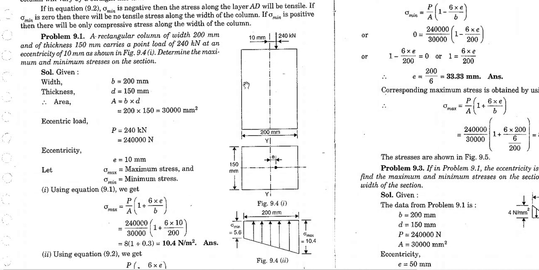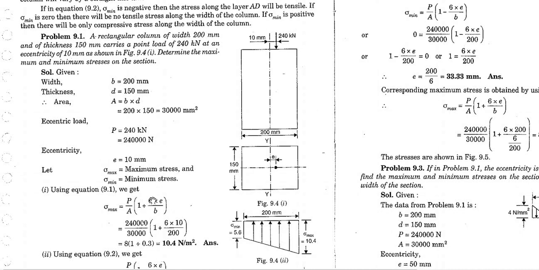So what will be the maximum and minimum stress due to this eccentric load and due to this shape of the column? Let's just get into the problem. Here B, breadth, and depth are given. So we can calculate the area, which is B into D. Now the load is given as 240 kilonewton, which can be converted into Newton. And the eccentricity is given.